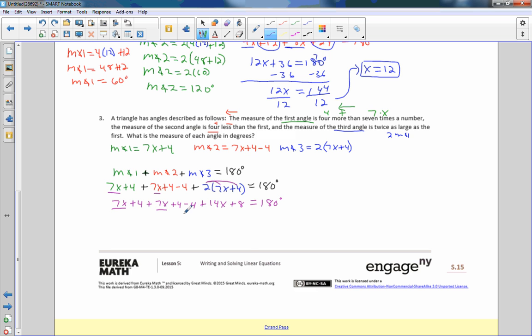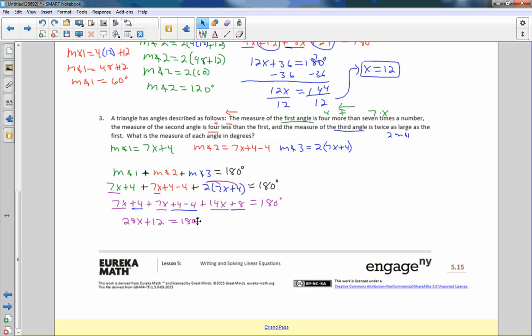Now I'll combine like terms. 7x plus 14x. 7 and 7 is 14, and 14 is 28x. Plus 4 is a constant. Plus 4 minus 4, and plus 8. Well, the plus 4 minus 4 will cancel, so 4 plus 8 is 12, equals 180 degrees.